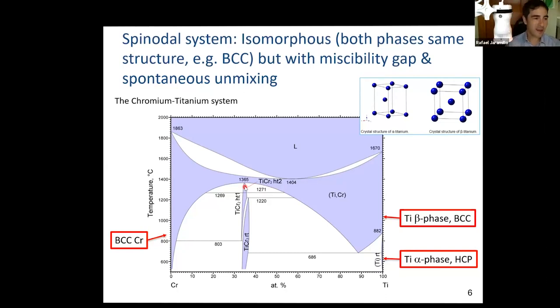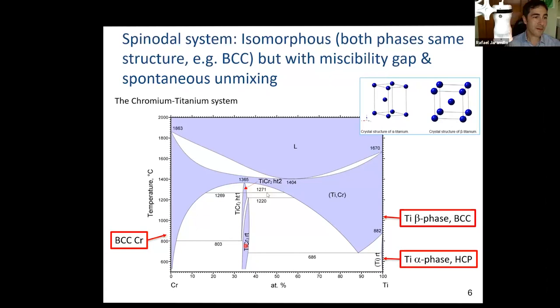And this is not purely academic because these are structural alloys and different crystal structures have different mechanical properties. So you might care very much how much of your finished part is TiCr2 high temperature two, TiCr2 high temperature one, and TiCr2 room temperature. Right, that might be a really important thing for you.